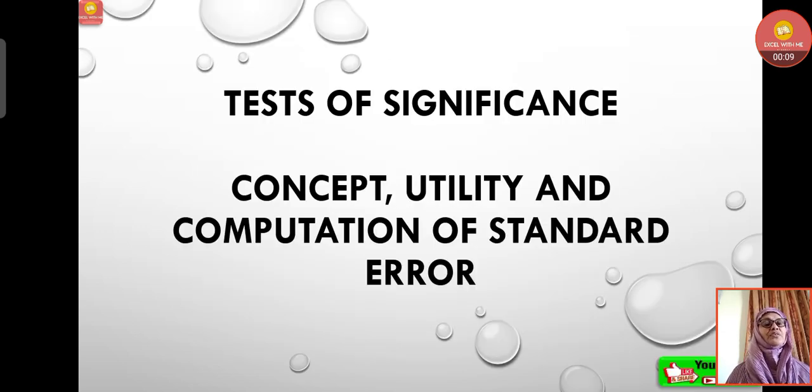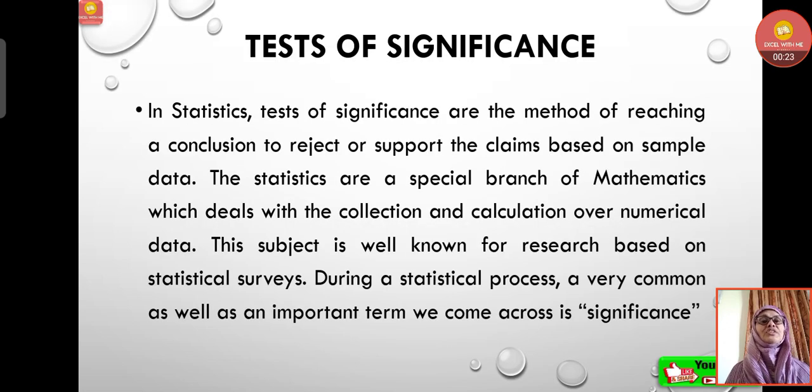We were talking about the research methodology paper, tests of significance topic. Under that concept, utility and computation of standard error. In the previous class, we have understood the meaning of standard error. Now we are going to understand tests of significance here.